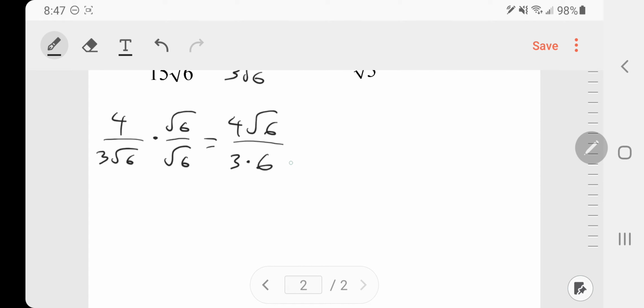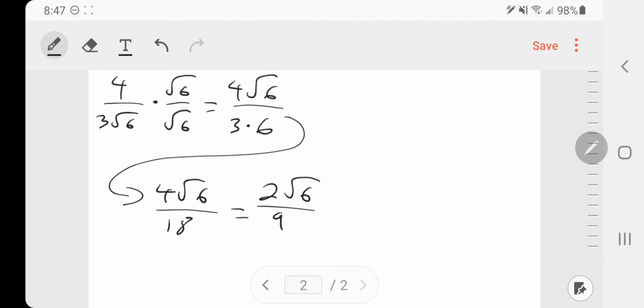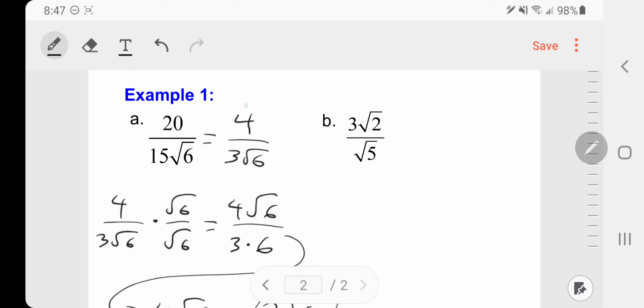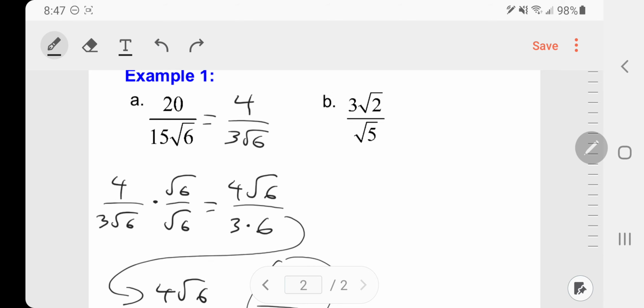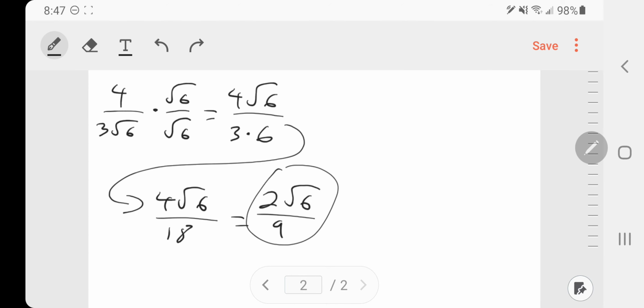Okay, so we're going to go ahead and bring it down here. So I got 4 square root of 6 over 18. 4 and 18 can both be divided by 2, so I'll end up with 2 square root of 6 over 9 as my final answer for that one. Simplifying in the beginning here with the 4 over 3, that just makes the numbers a little bit smaller when you get towards the end here. But you can actually also wait until the end. The numbers might just be a little bigger.